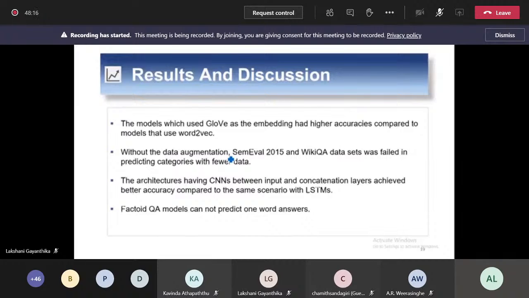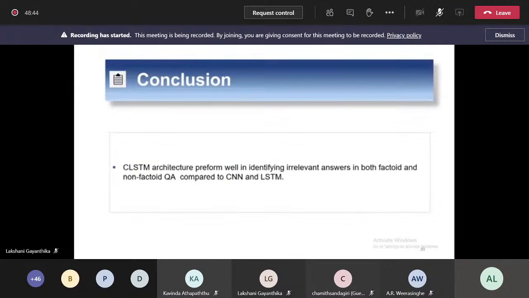And as a limitation of this research, I can say that it does not cover all the area of factoid QA, because the dataset we have selected does not have answers with one word. The WikiQA dataset at least has answers with one sentence, so that is a limitation, and we will try to address that in future. As a conclusion, I can say that the CLSTM architecture performed well in identifying irrelevant answers in both factoid and non-factoid QA compared to CNN and LSTM, and we suggest using this architecture in web-based question answering systems to eliminate irrelevant answers.